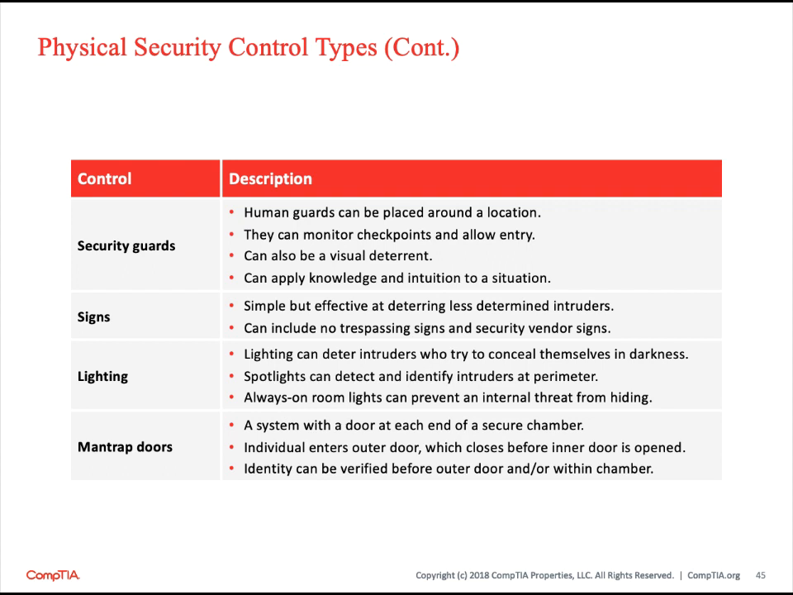Lighting is going to deter intruders, hopefully, who try to conceal themselves in the dark, right? A lot of people, if a light turns on, they'll go away, if they're up to no good. Spotlights help guards detect people. They could put something directly on an intruder, right? And then we have always-on room lights, preventing people from hiding once they're inside a building.